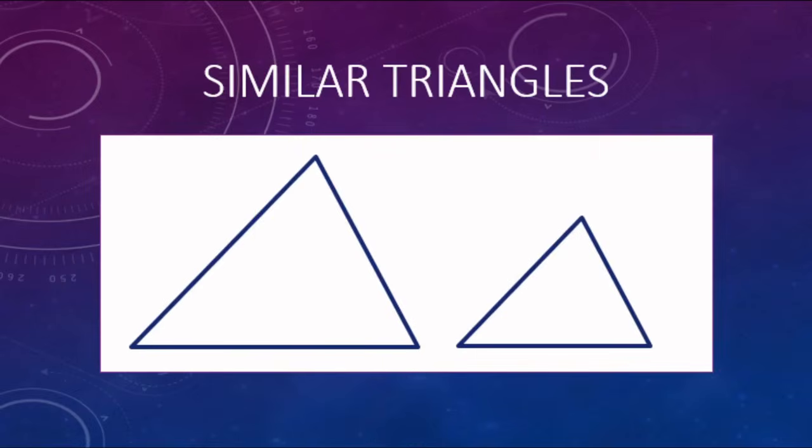So quick sum up, remember with similar triangles, the corresponding angles are congruent or equal in measure, and then all pairs of corresponding sides are proportional. They have the same ratio.